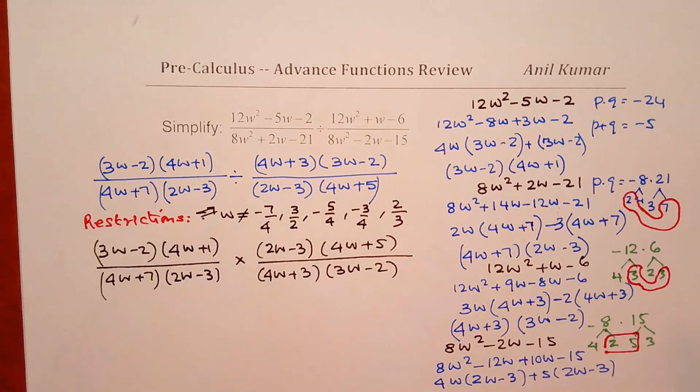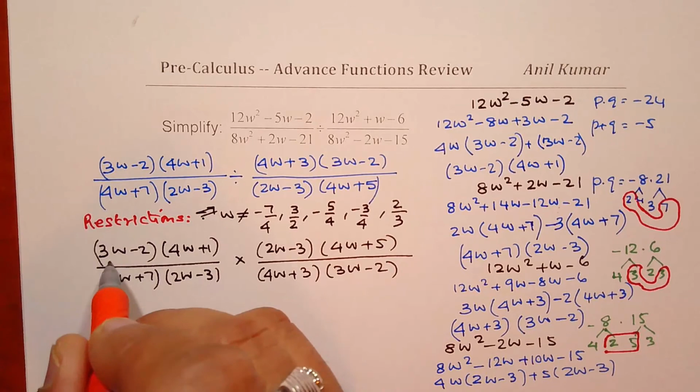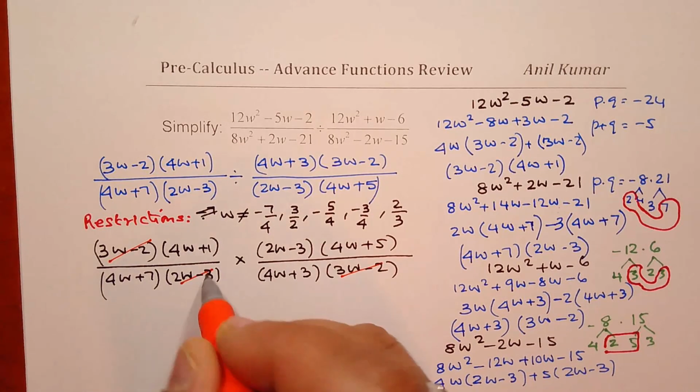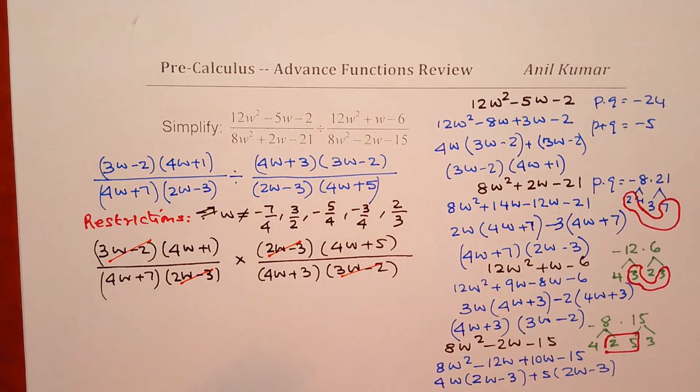Now look for factors which could be cancelled from numerator and denominator. That is the step to simplify. So what I get here is 3w minus 2 is a common factor in the numerator and denominator. It can be cancelled. Is there any other common factor? 2w minus 3 is also a common factor. So whatever are the common factors, just cancel them away and then write down.